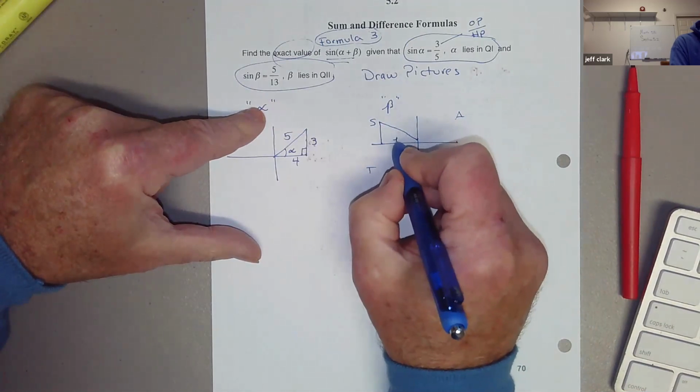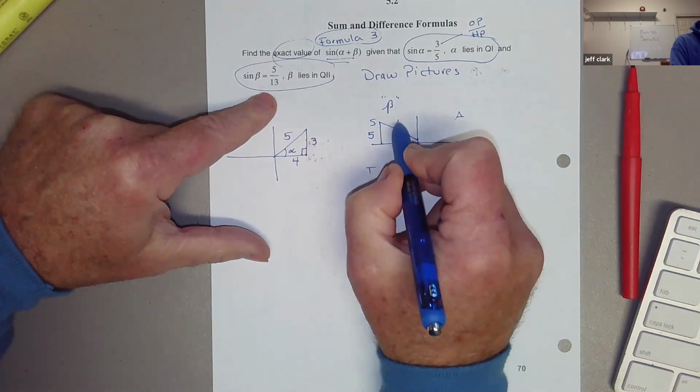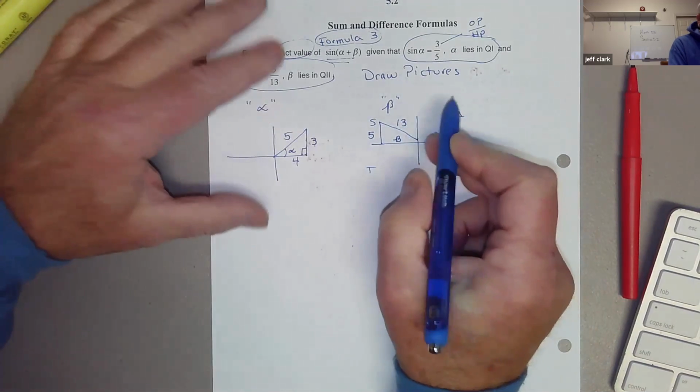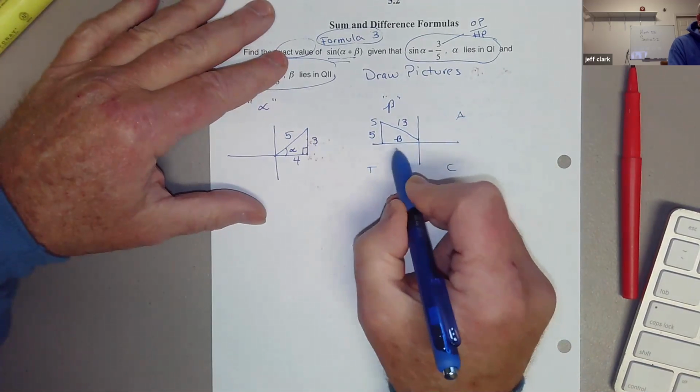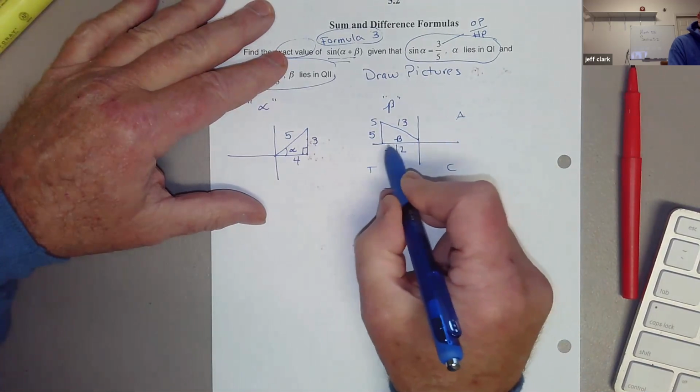This is your beta. Again, opposite would be 5, and hypotenuse is 13. And then you'll have to do the Pythagorean theorem on this, but it's 12. Actually, it's negative 12 because remember, it's this side of the origin.